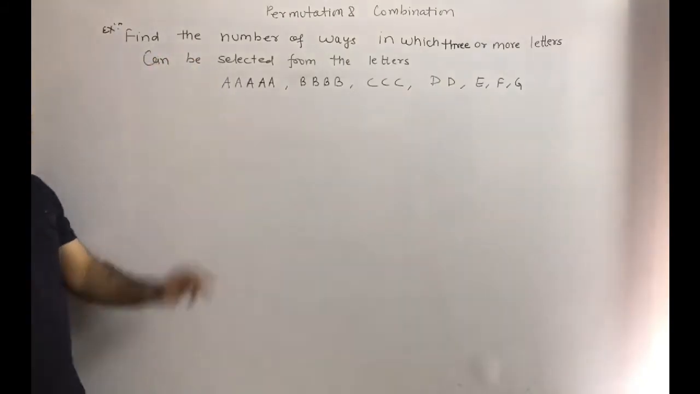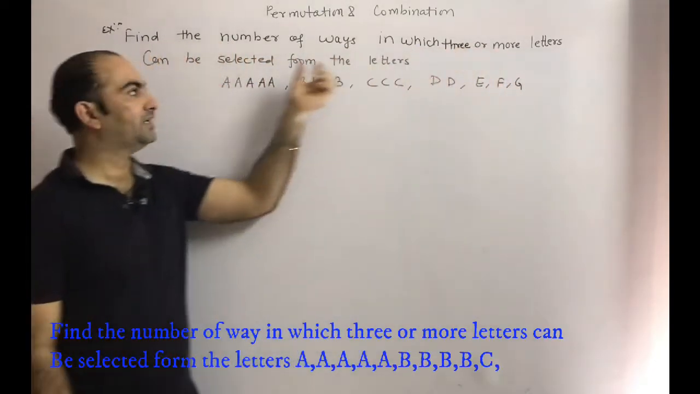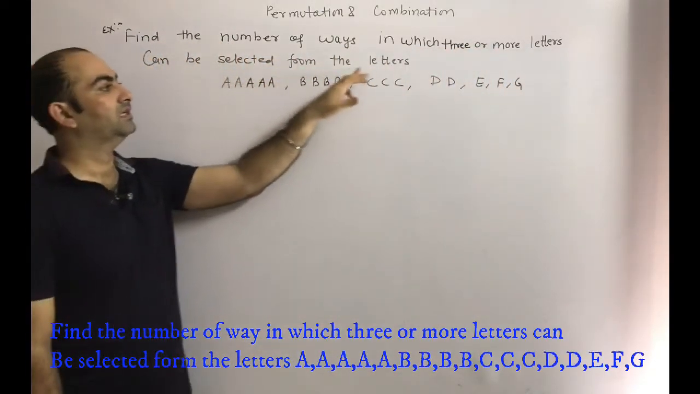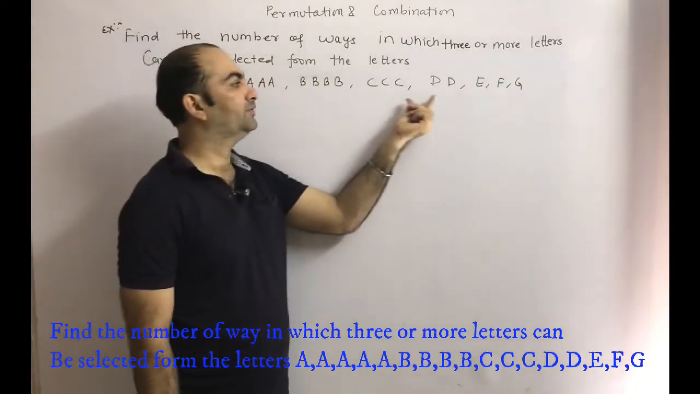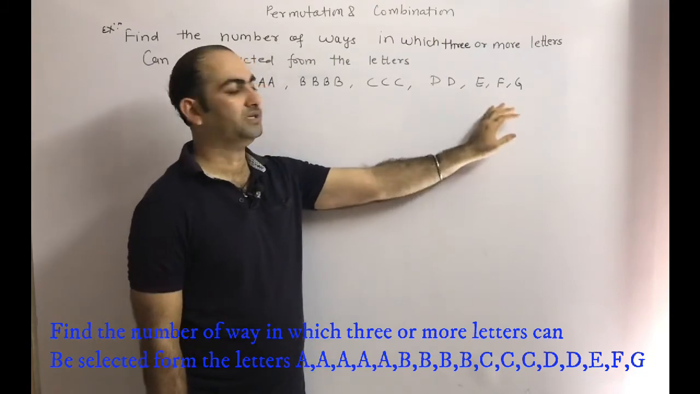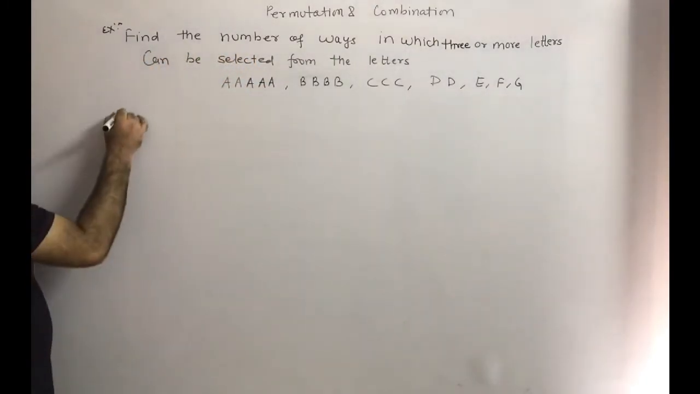So that example is: find the number of ways in which 3 or more letters can be selected from the letters. There are 5 A's, 4 B's, 3 C's, 2 D's and E, F, G. So there are 3 distinct letters. Okay, so we want to solve this one. Now the solution.